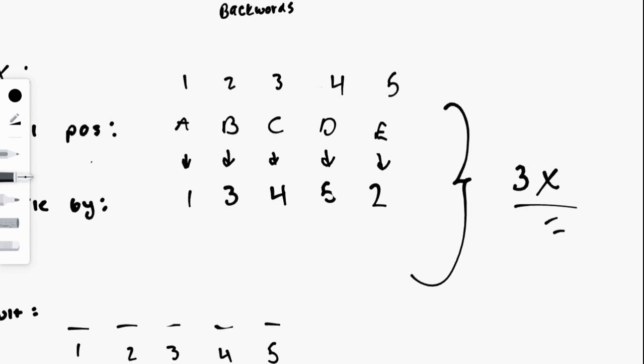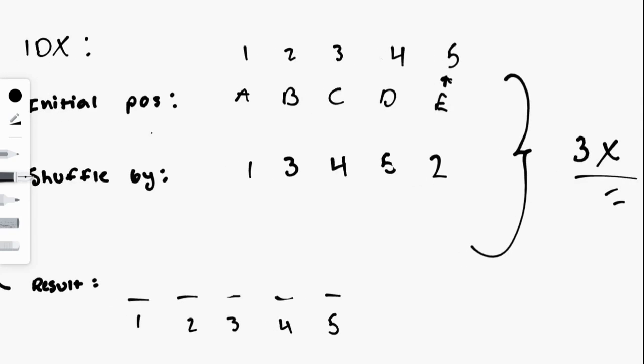Well, we could see that in E's case, E's index is 5. Well, if our index value points to shuffle, we know that E must go to wherever 5 shows up in shuffle by. And in shuffle by, the value 5 is at index 4. So E will go to 4.